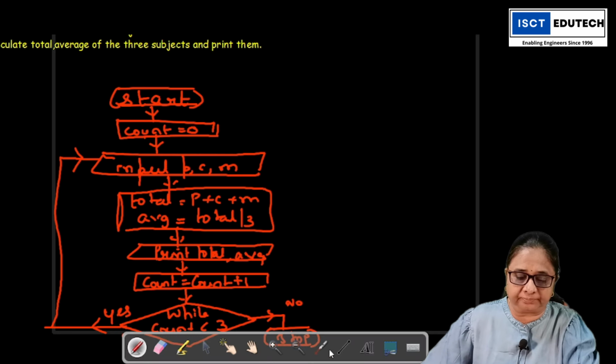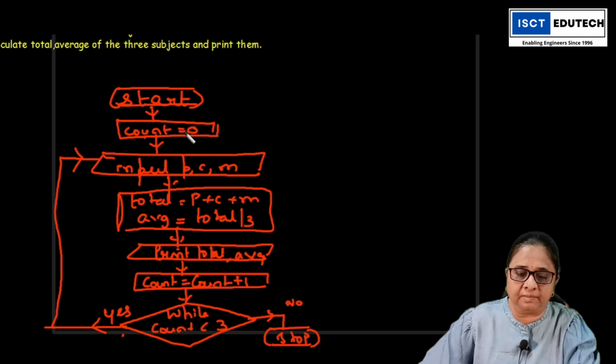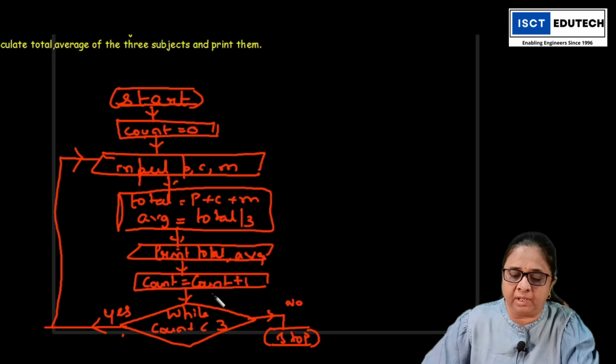So first time, count is 0, input PCM. Maybe I will say 60, 60, 60. It will calculate the total and average, print them. Count becomes 1. 1 less than 3, go back. Again, it will take the input of the second student. Maybe they have scored 78, 98, 99. So it will calculate the total and average and print it.